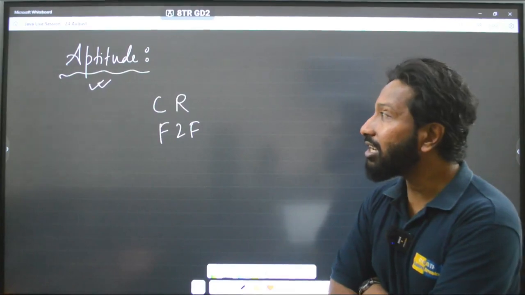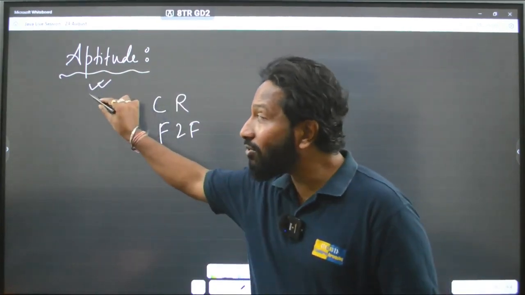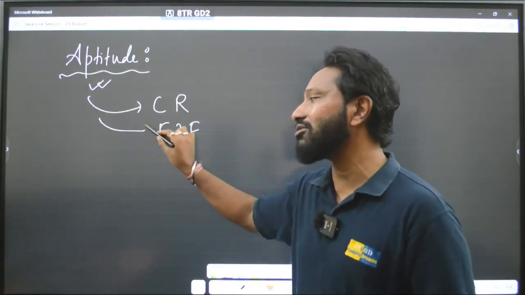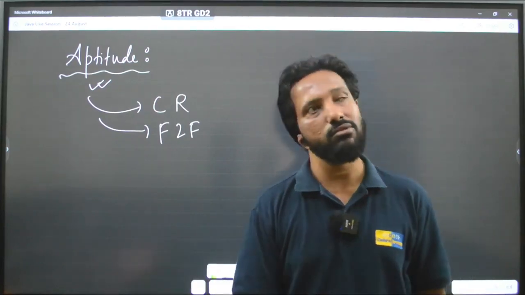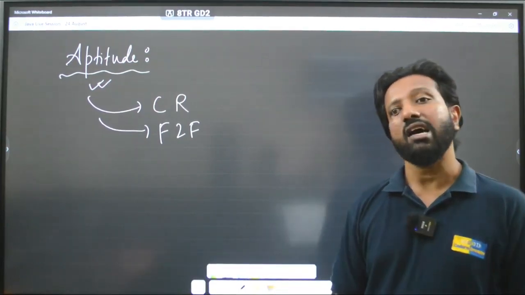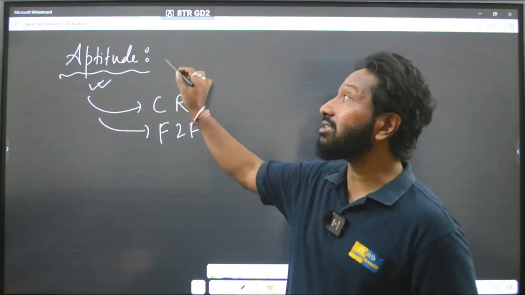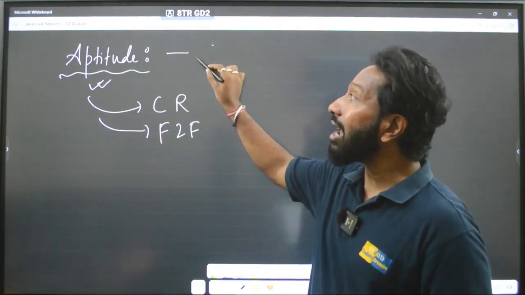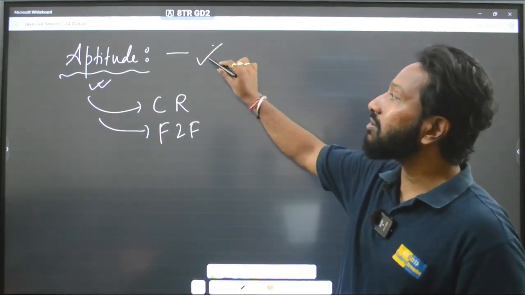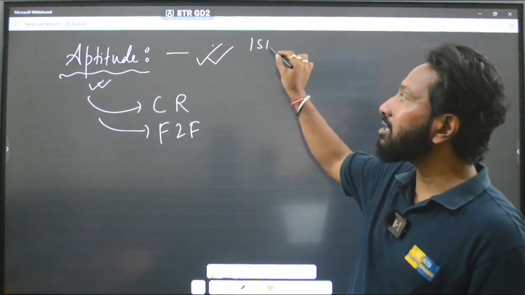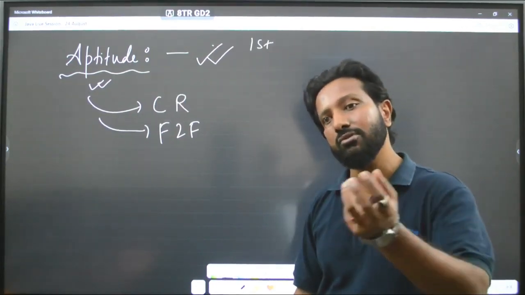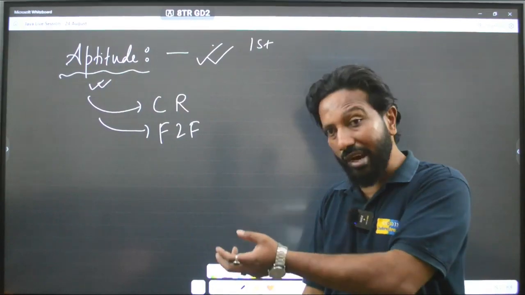Can we clear the coding round? Can you even go for the coding round and the face-to-face round without clearing the apti round? The answer is we can't. Apti round is the first round that you have to clear. So, how much time should you devote to apti actually?